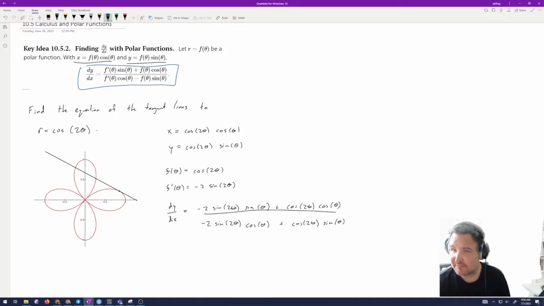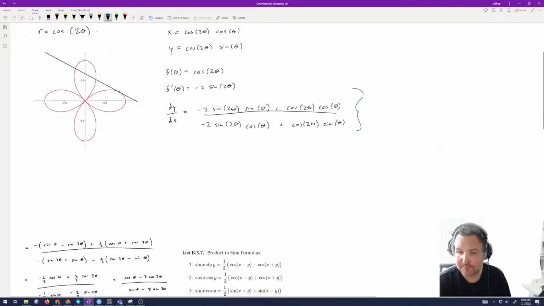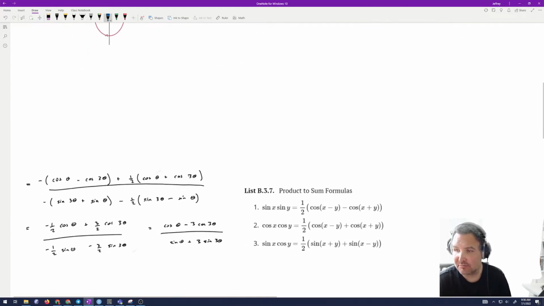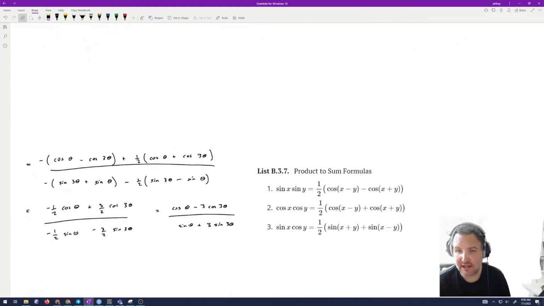Now that's a bit messy, and most of the time when you're dealing with polar curves, you are going to have a bunch of sines and cosines of theta around. And you should recognize this as a good place to apply maybe a trigonometric identity to simplify it a bit. So I did that below here. I applied the product-to-sum formulas, and you can see that it simplifies down to this. And that is the slope at any particular theta.